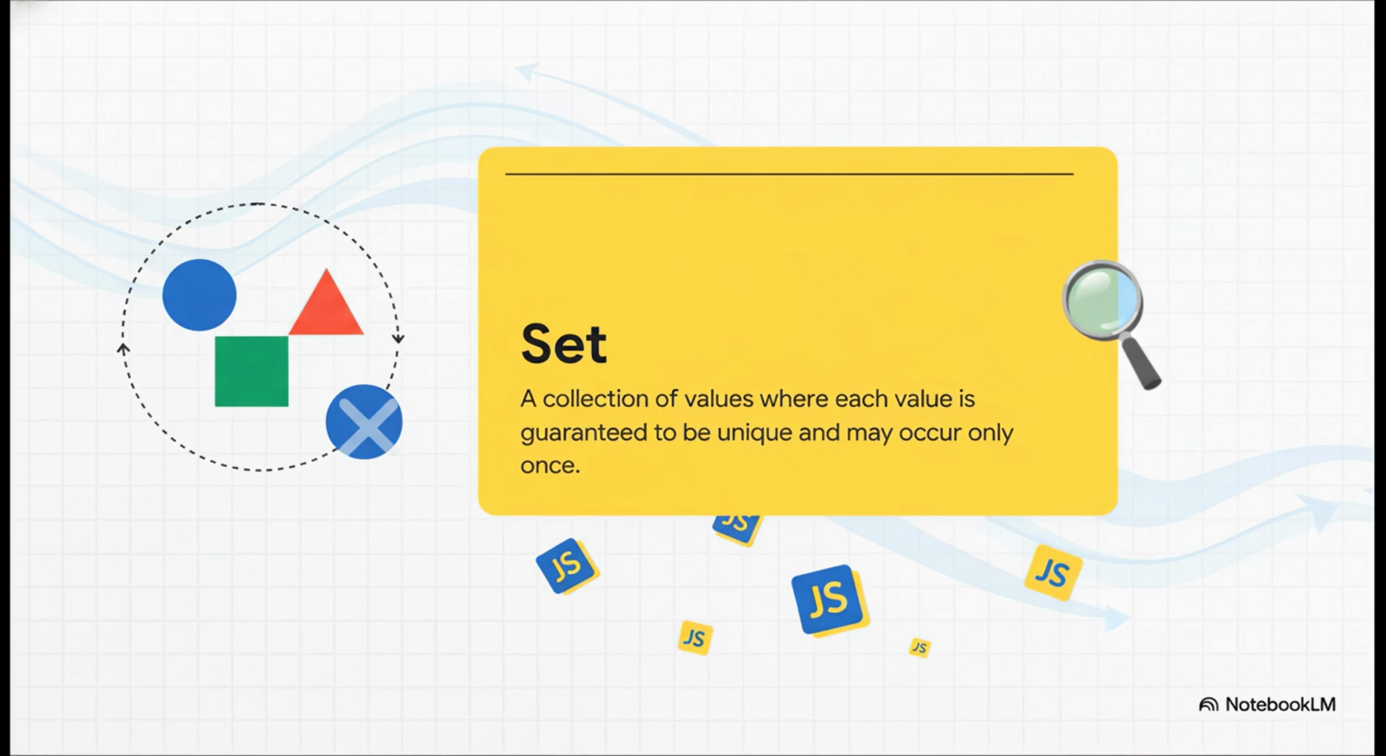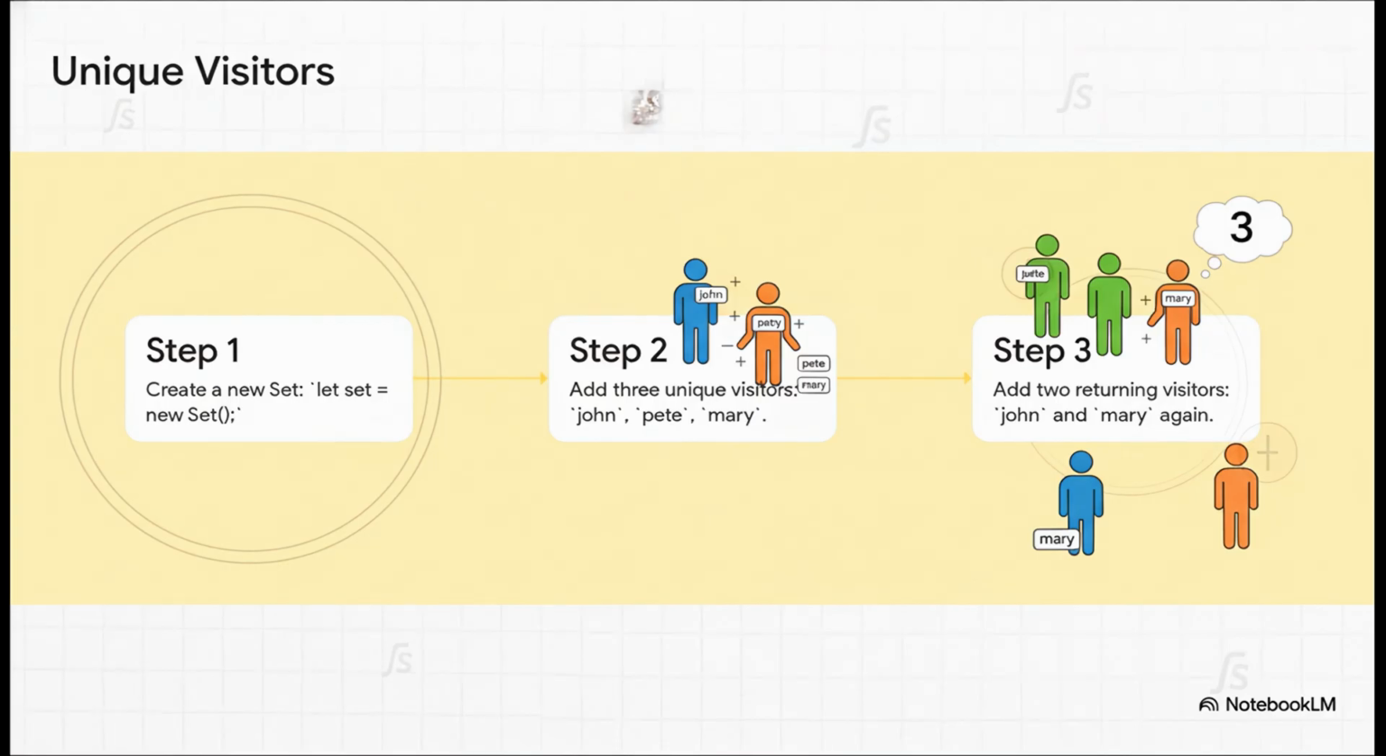If you try to add an item that's already in the set, it just does nothing. It just ignores it. And this feature is incredibly powerful. Let's circle back to our visitor's example. We create a new set. We use the .add method to add John, then Pete, then Mary. Then, John visits again, so we try to add him. And Mary comes back, so we add her again too.